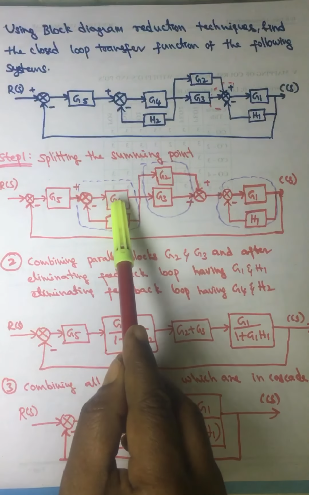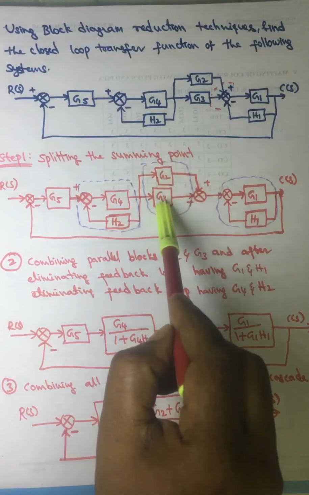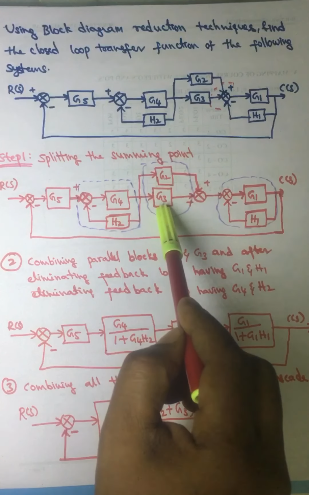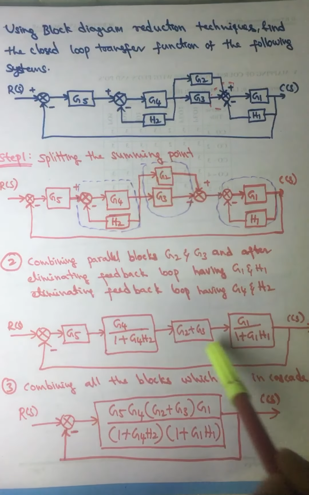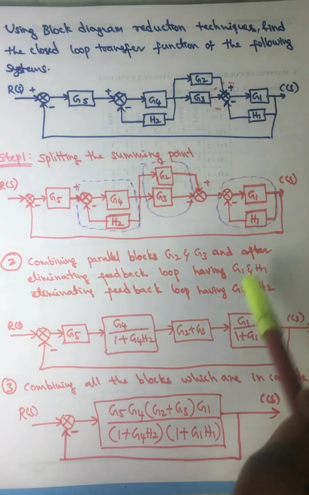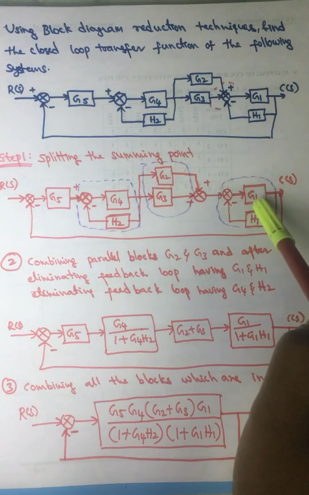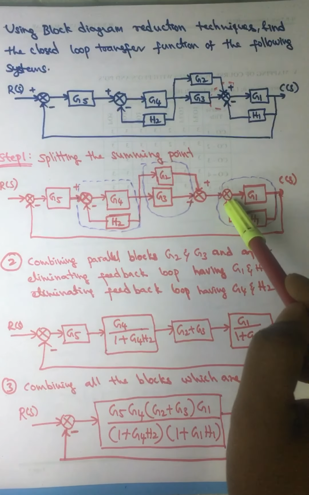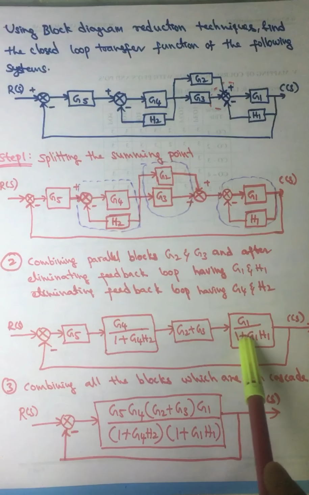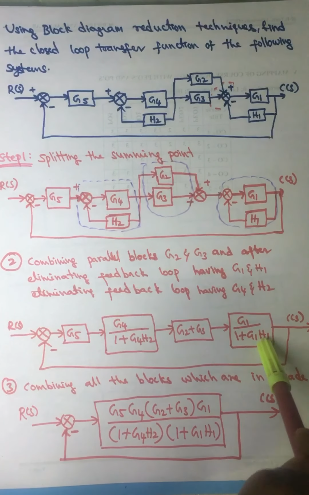What is the loop gain? G4 H2. And these two are in parallel. If these two are in parallel, what is the overall gain? It will be the addition of these two gains, that is G2 plus G3. Now again these two are in feedback, so it is again negative feedback. So what is the forward path gain? G1 divided by, since it is negative, we will have 1 plus. If it is positive, we will have 1 minus. So it is 1 plus G1 H1.